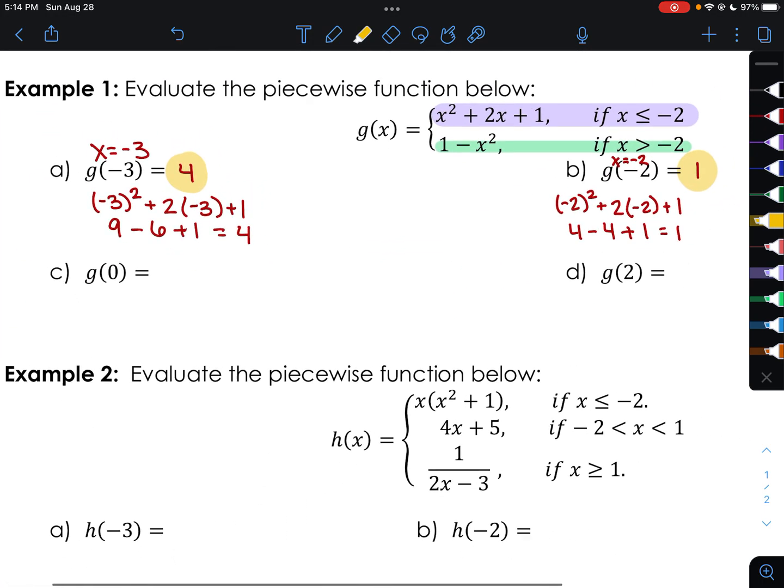Looking at g of 0, so we're trying to figure out where 0 would fall in. That would fall in on that second equation. 0 is greater than -2. So that means we're going to use that bottom equation and do 1 minus x squared, but instead of x squared, we're going to plug in 0. So 1 minus 0 squared is just 1 minus 0, which is just 1.